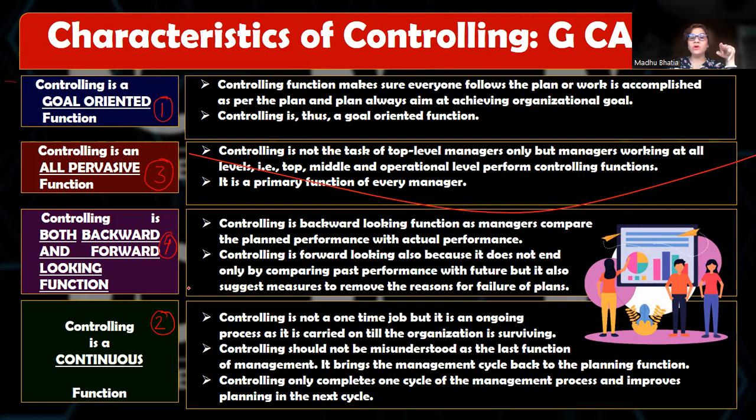And how is it forward looking? Because controlling helps in making better plans in the future also. It removes the deviations and the gaps, and it helps in making better future plans. Or you can also say controlling again redirects the process towards planning. So it is forward looking as well. So these are the 4 characteristics of controlling.